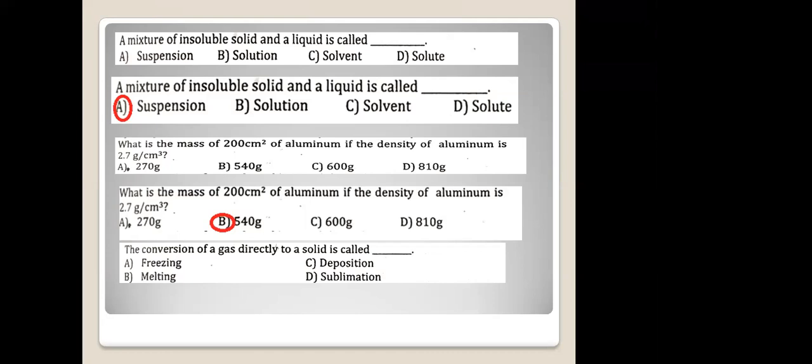Yes. Okay. The conversion of a gas directly to a solid is called... Wait, guys. Let ma'am read it again. Okay, let's do it again. The conversion of a gas directly to a solid is called.